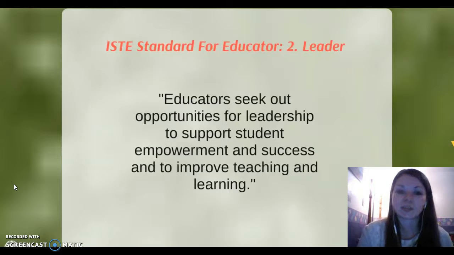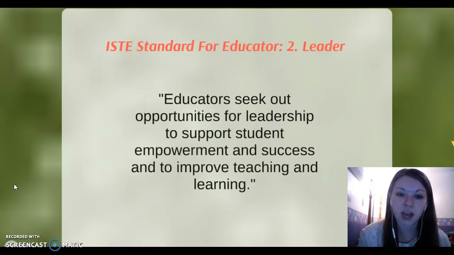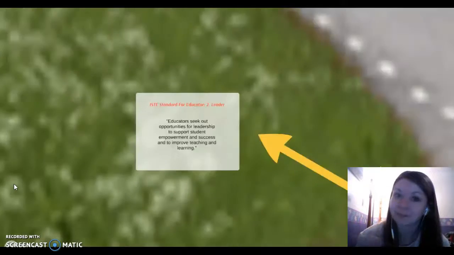So this is an educator acting as a leader with technology. It says educators seek out opportunities for leadership to support student empowerment and success and to improve teaching and learning. So we want the kids to use the internet and the technology to their advantage, and we need to make sure that we're meeting that standard and being the leader that's teaching them how to properly use the internet and be responsible and safe, or they're not going to know how to do it.